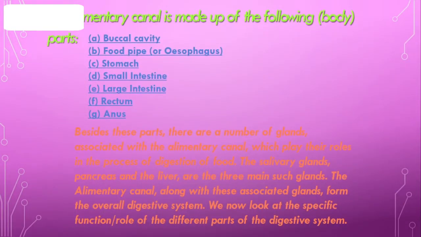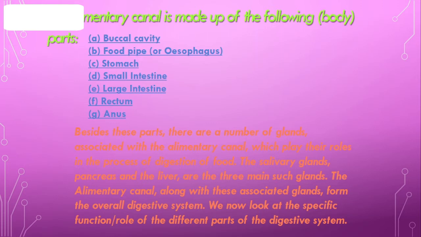The alimentary canal is made up of the following body parts. First, buccal cavity, second, food pipe or esophagus, third, stomach, fourth, small intestine, fifth, large intestine, sixth, rectum, seventh, anus. Besides these parts, there are a number of glands associated with the alimentary canal which play their roles in the process of digestion of food. The salivary gland, pancreas, and the liver are the three main such glands. The alimentary canal, along with these associated glands, form the overall digestive system.